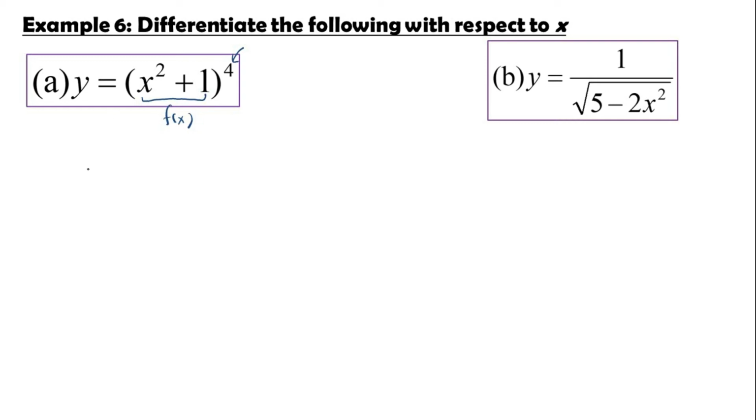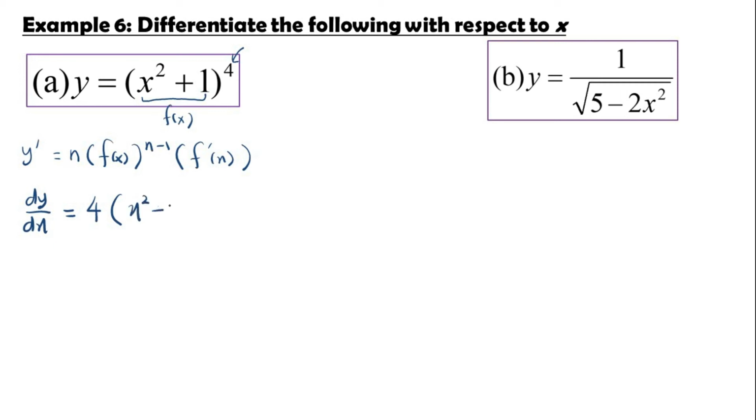So I just rewrite the power rule formula. The derivative of it would be, you have to bring your power to the front, copy back your original function inside the bracket, then all power minus 1 times the derivative of your function. So following this rule for question A, our dy dx or y prime will be equal to, bring our power to the front, so 4 times everything inside the bracket. You just have to copy it back, so x squared plus 1, and then all power 4 minus 1, and now you have to differentiate what's inside the bracket.